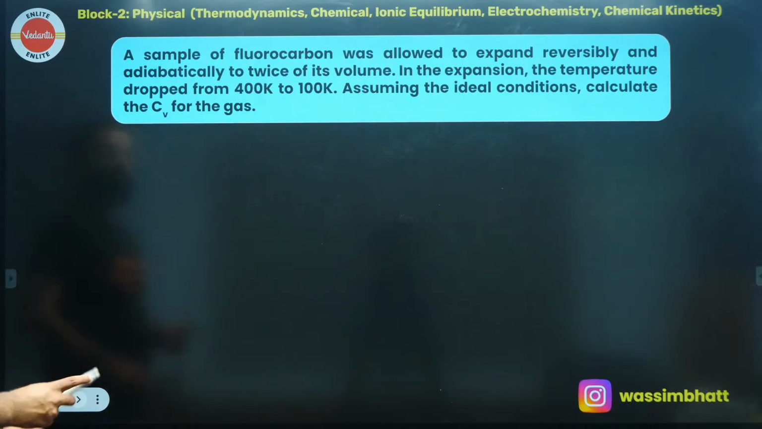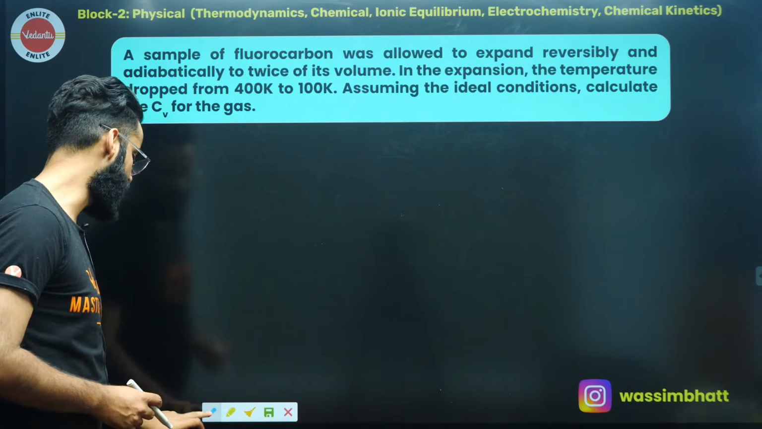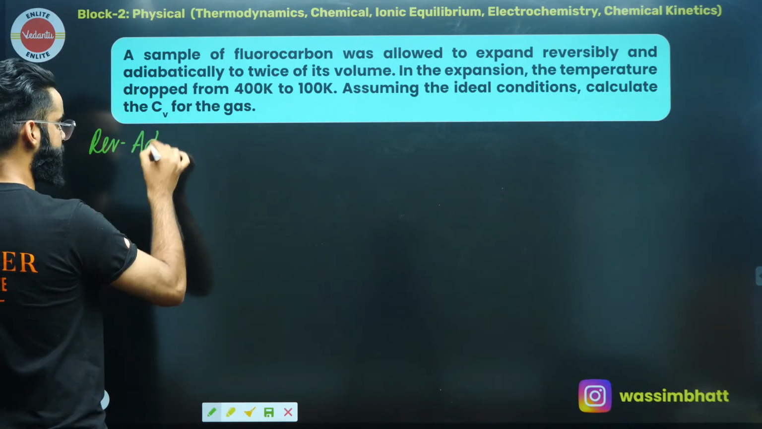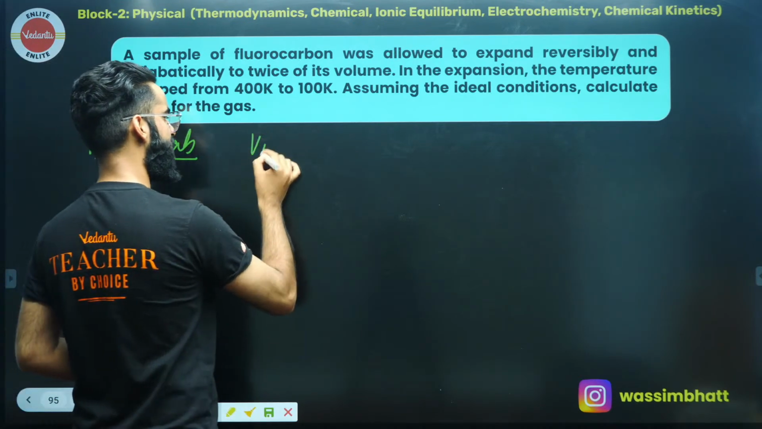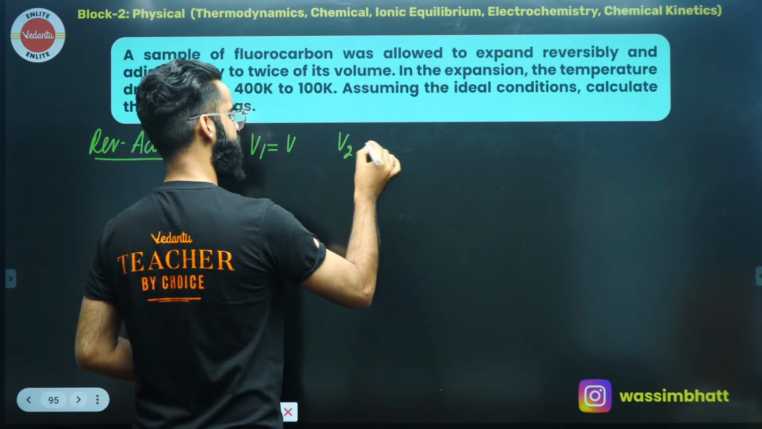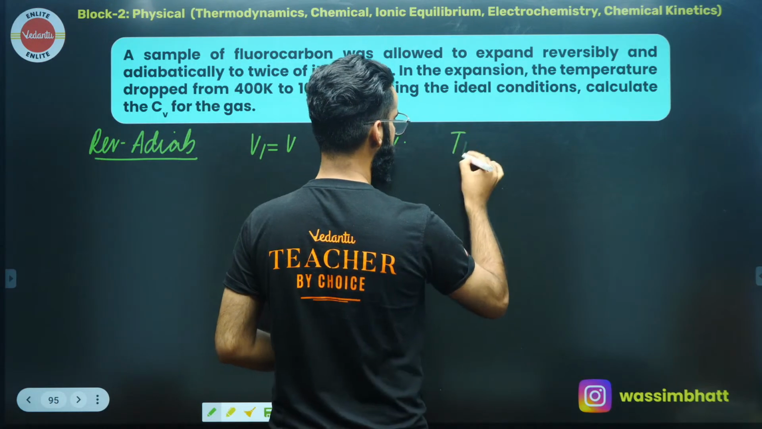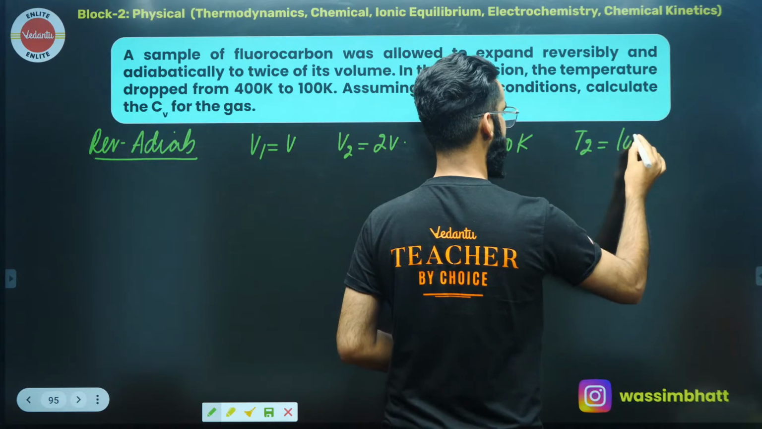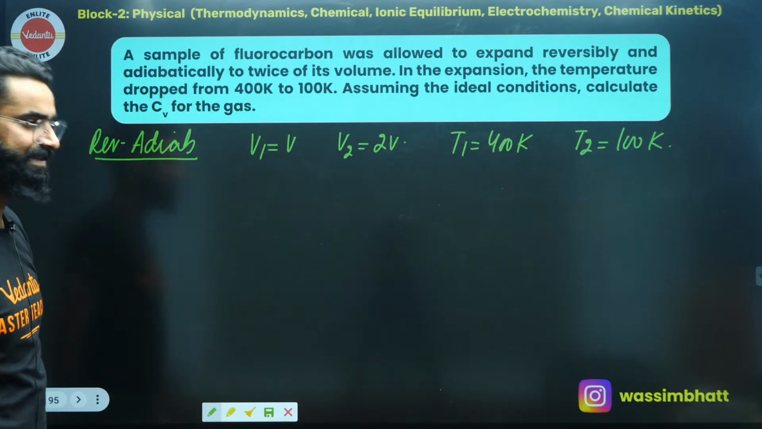All right, look at this particular question. A sample of fluorocarbon is allowed to expand reversibly and adiabatically to twice its volume. Let's say the initial volume of the gas was V, and the final volume is 2 times V. In the expansion, the temperature dropped from an initial temperature of 400 Kelvin. Now the final temperature of the gas is given to me as 100 Kelvin. Assuming ideal gas conditions, calculate Cv for the gas.